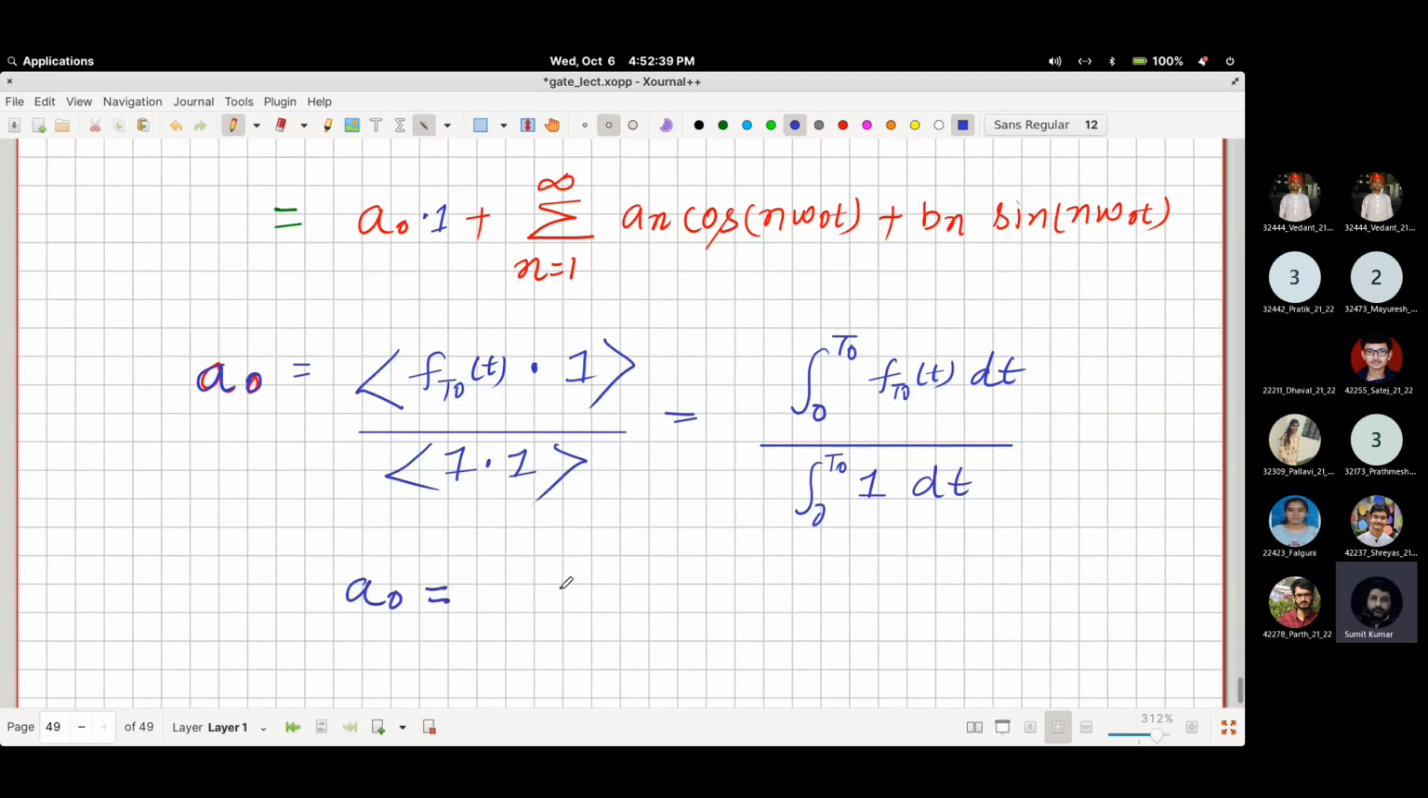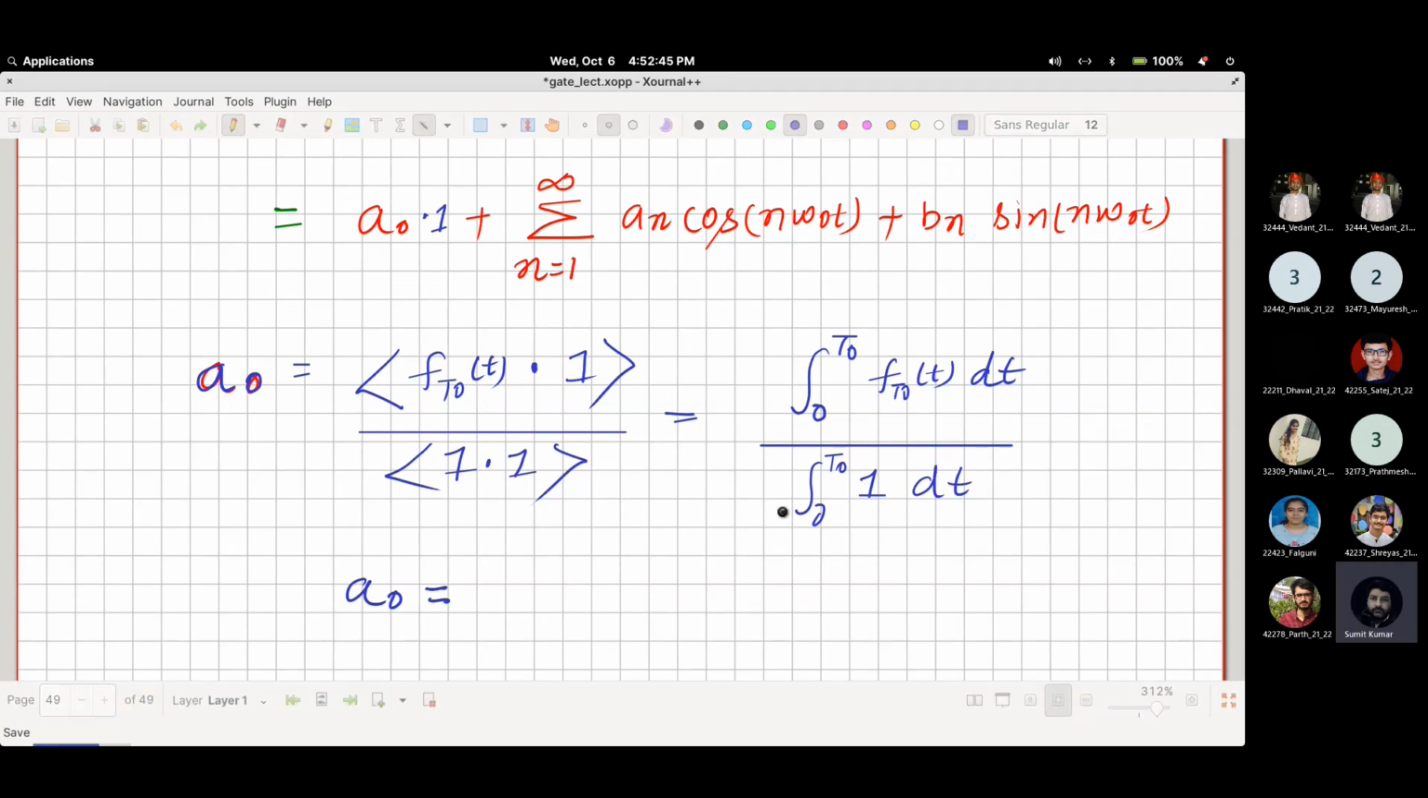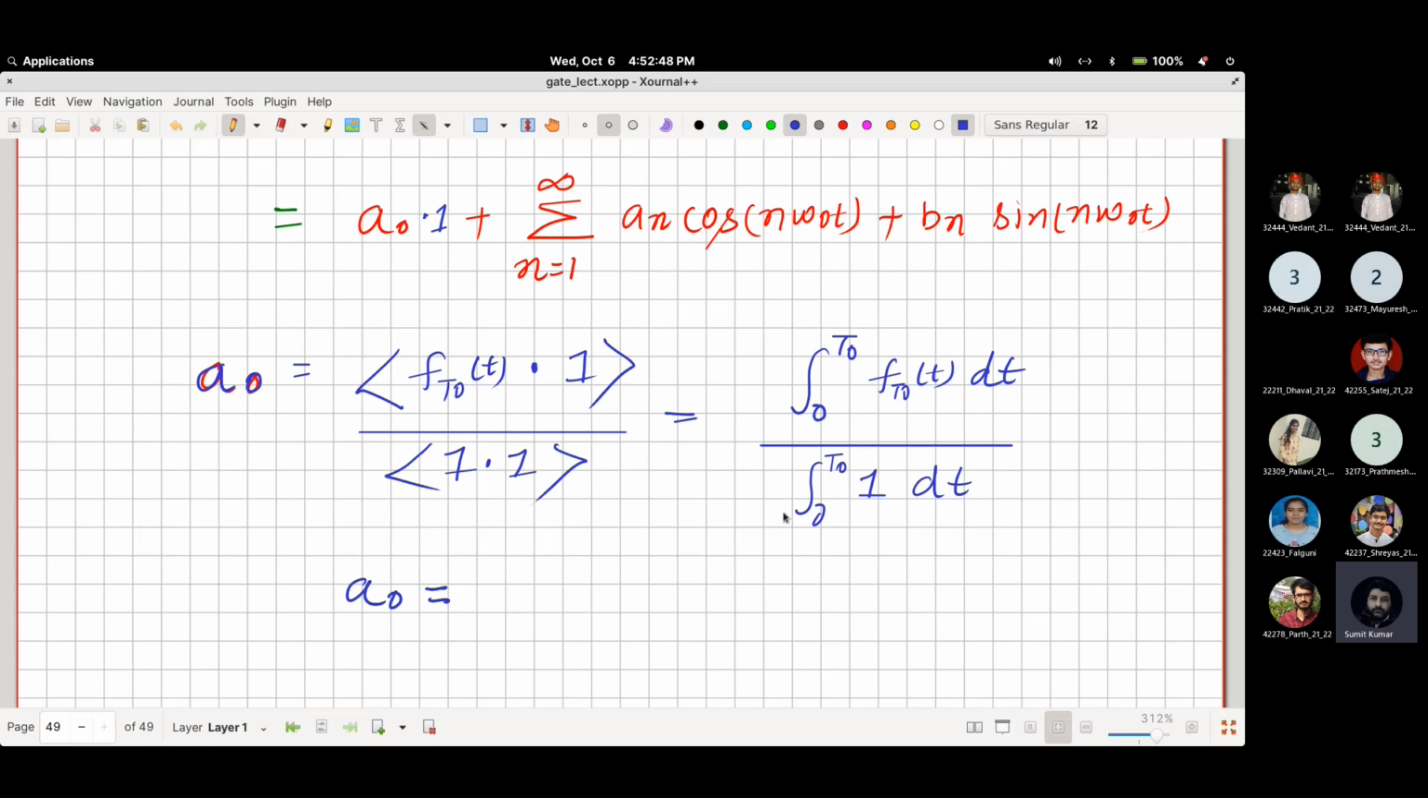So a naught turns out to be what? What will be this denominator? Can anybody tell me? How much will this integration be? You are integrating constant 1 from 0 to t naught, so what answer will you get? t naught, right? So what you got is 1 by t naught, times the integral from 0 to t naught of f(t) dt.